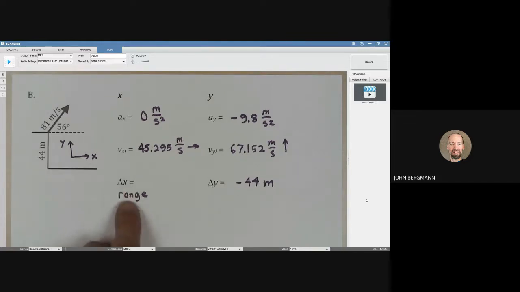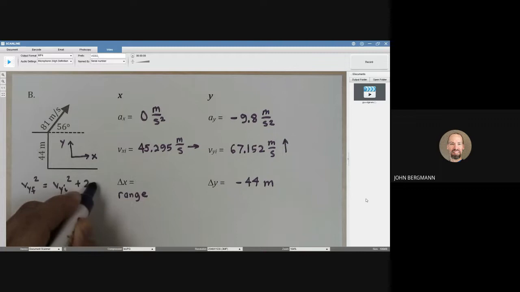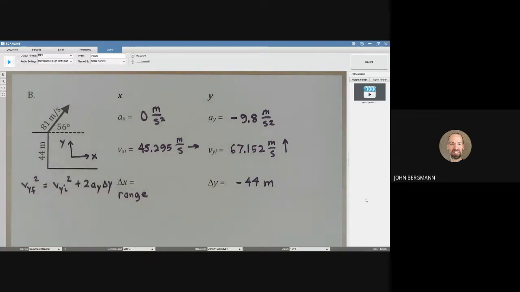To find the range, we need to know how long this thing was in the air. So what I would do at this point is use what I've called the no time equation, which is Vy final squared equals Vy initial squared plus 2 ay times delta y. I call it the no time equation because there's no time in it, and we're going to use it in the y direction.